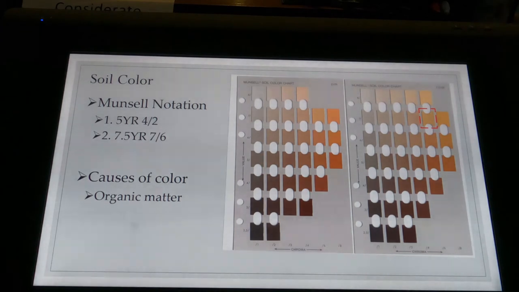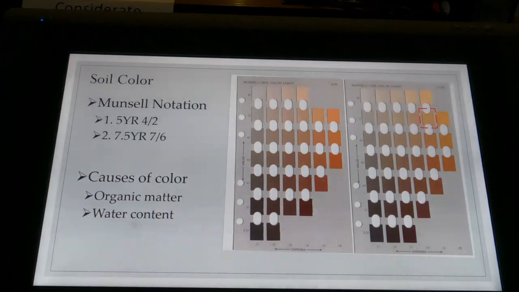But if you were to tell me that you had a 7.5YR 7/6 and you can't figure out why you can't hold water, that looks like something you would see at the beach, right? That's probably why. That's one of the first things that we would look at and go, oh, you don't have any organic matter. Your CEC is probably low. Your water infiltration is high. You can't keep nutrients in the root zone, and that's why your plants are dying.